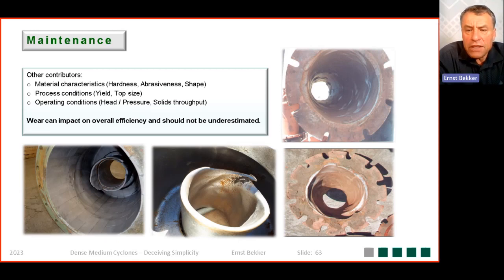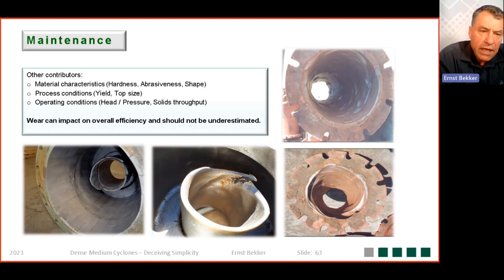The material characteristics that have been processed, if they changed, that impacts on the wear as well. The pictures on the right-hand side, top and bottom, belong to each other. The cone and the spigot section, you can see the impact of high wear on the unit. Process conditions, where the yield has changed or the top size has changed, also impact on the material wear rate. And then operating conditions, where the operating head has increased or the solid throughput has increased, will impact on the performance of the cyclone.